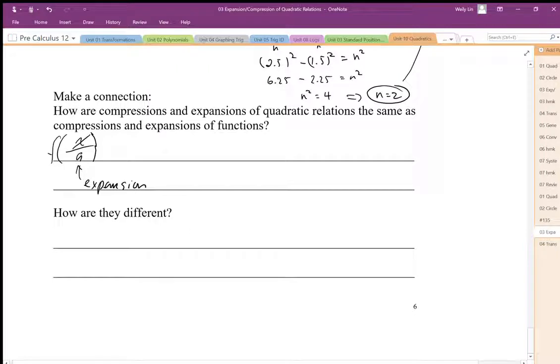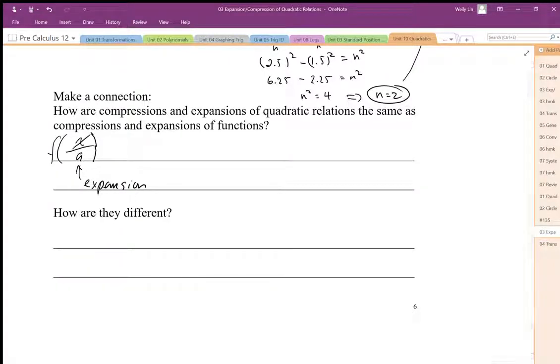And we're going to see later on that if we have x minus p over a, that's my expansion. I divide to get an expansion. I subtract to move to the right. I add to move to the left. So it works exactly the same. So the expansion factor is exactly the same as what we see in our function notation.